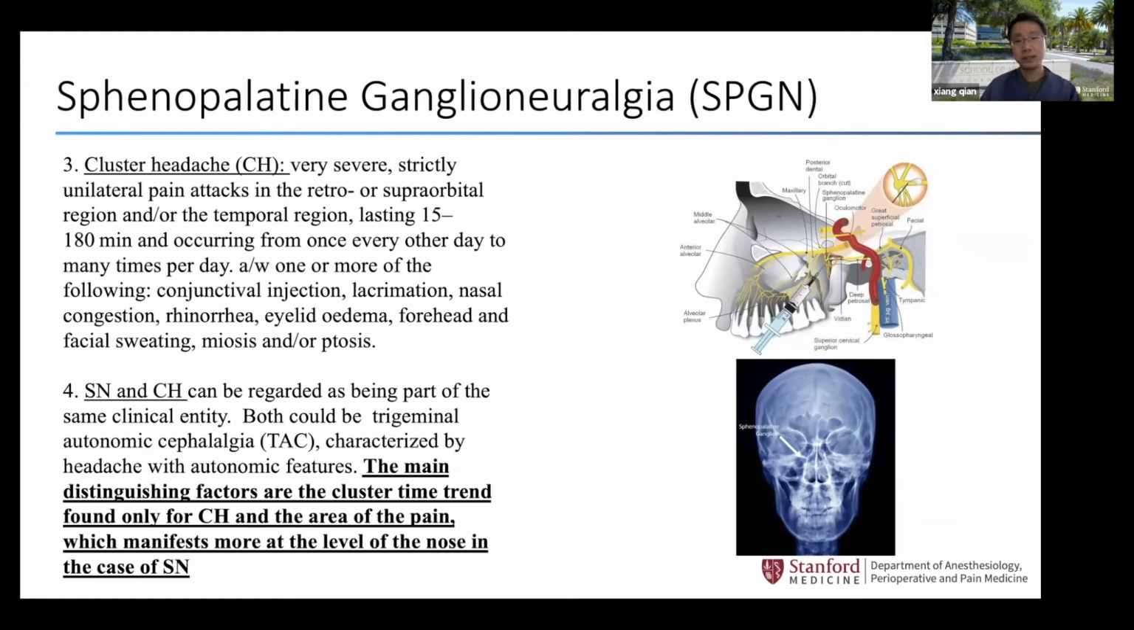So nowadays we think that both Sluder's neuralgia and cluster headache are about the same thing. They all belong to this trigeminal autonomic cephalgia territory. The main distinguishing factor is that the cluster pattern, usually this kind of trend, is found only for cluster headache, while the area of the pain more at the level of the nose is the case for Sluder's neuralgia. But they're the same thing. The underlying problem is the sphenopalatine ganglion.